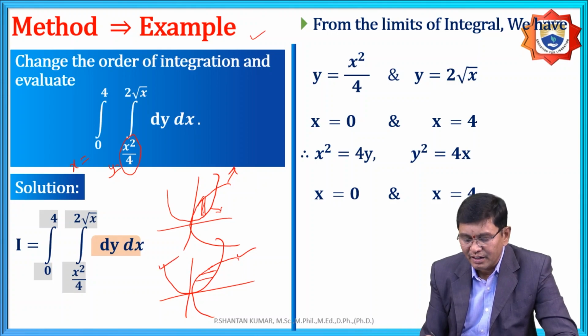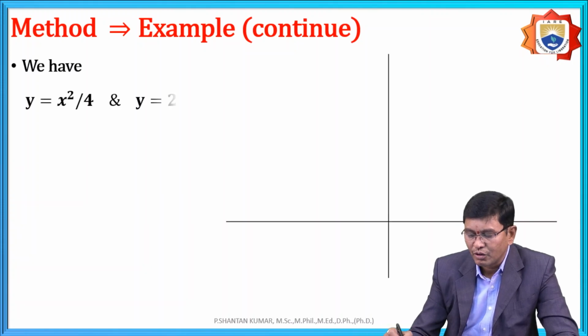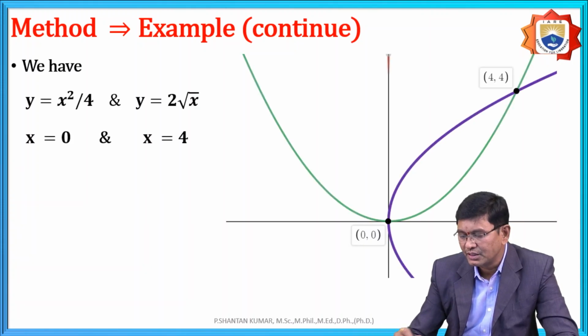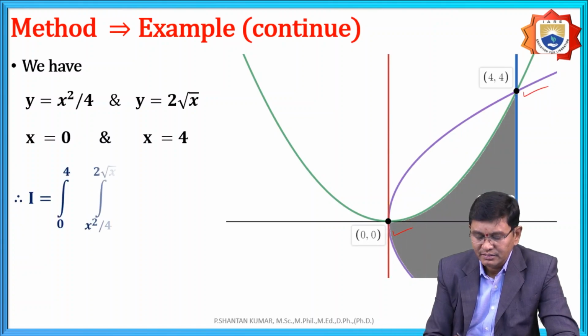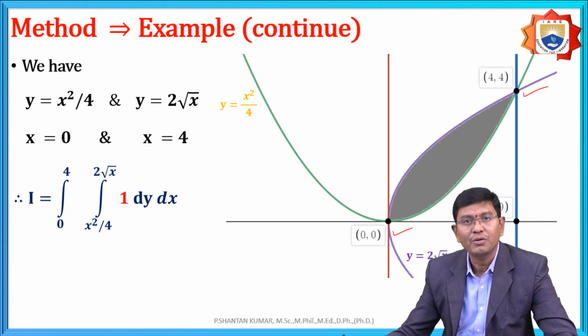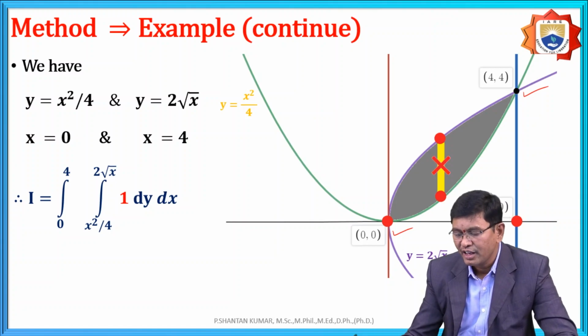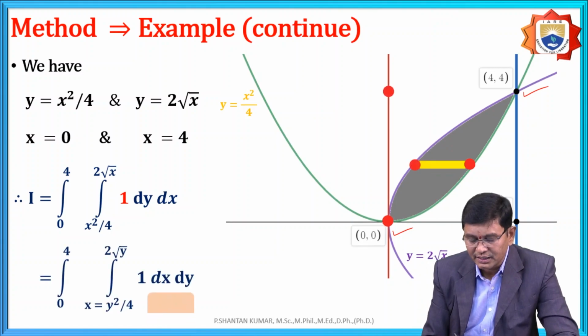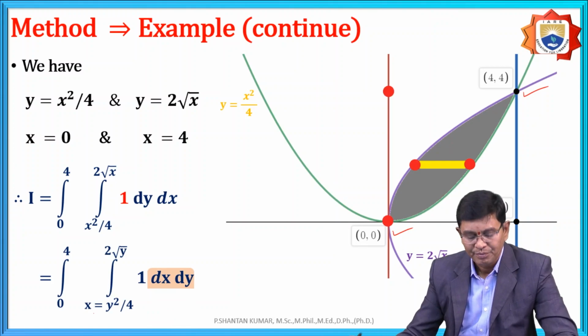And based upon this, we are going to discuss that the lower intersecting points are the same, 0, 0 to 4, 4, and the function is x square by 4 into 2 root x. After interchanging to horizontal, the lower limit is x is equal to y square by 4 and the upper limit is x is equal to 2 root y, and the y limits are 0 to 4.